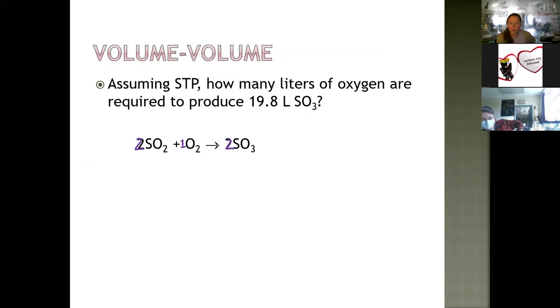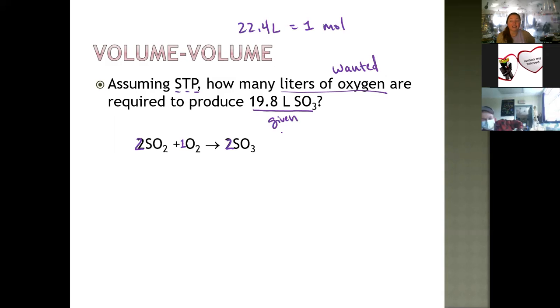My given, my wanted. Assuming STP, remember that's standard temperature and pressure. You know that at standard temperature and pressure, there's 22.4 liters in 1 mole of a gas. I want to figure out how many liters of oxygen, there's my wanted, are required to produce 19.8 liters of sulfur trioxide. There's my given.